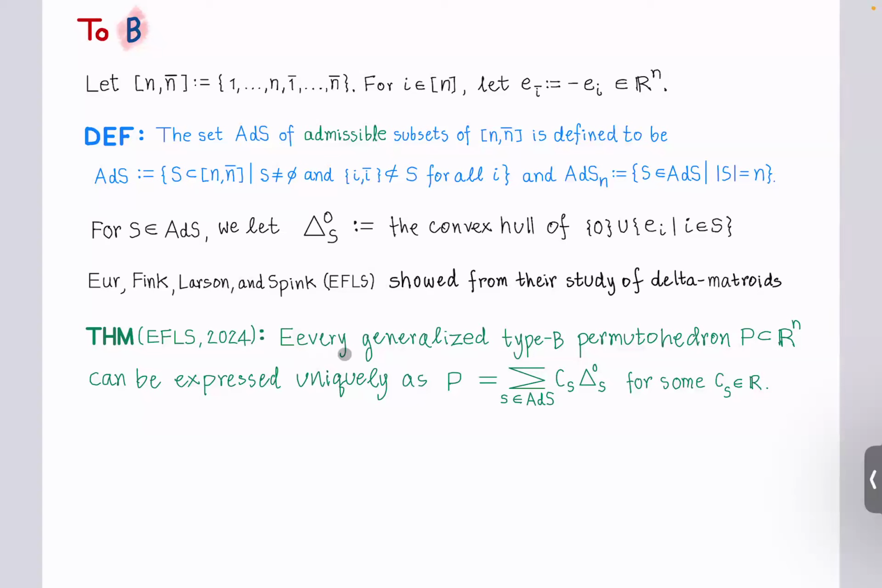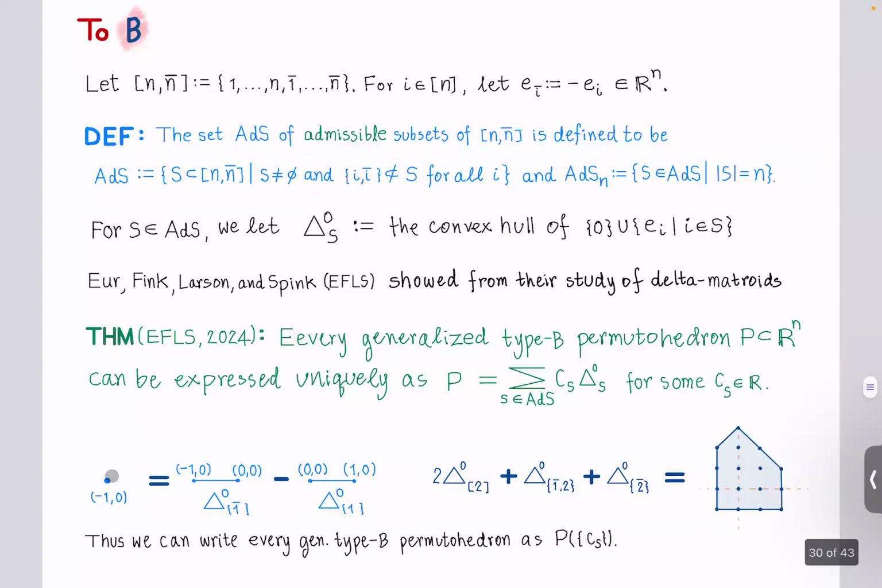Every generalized type A permutohedron P in R^n can be expressed uniquely as a Minkowski sum of these simplices. So that's a very nice result, and you should be familiar with it. You probably think that it looks like the type A one, and that is exactly correct, because they tried to generalize that result, and this is what they have, which is a very nice one.